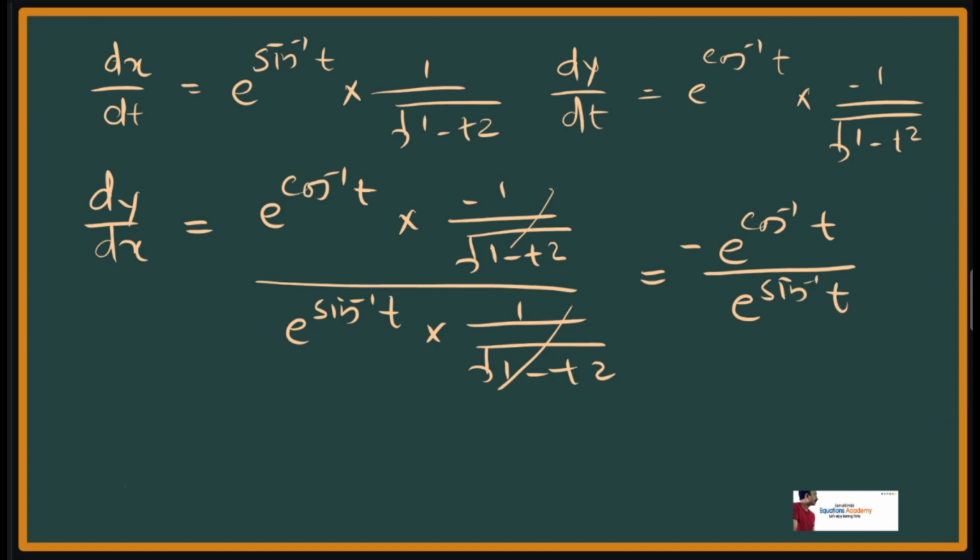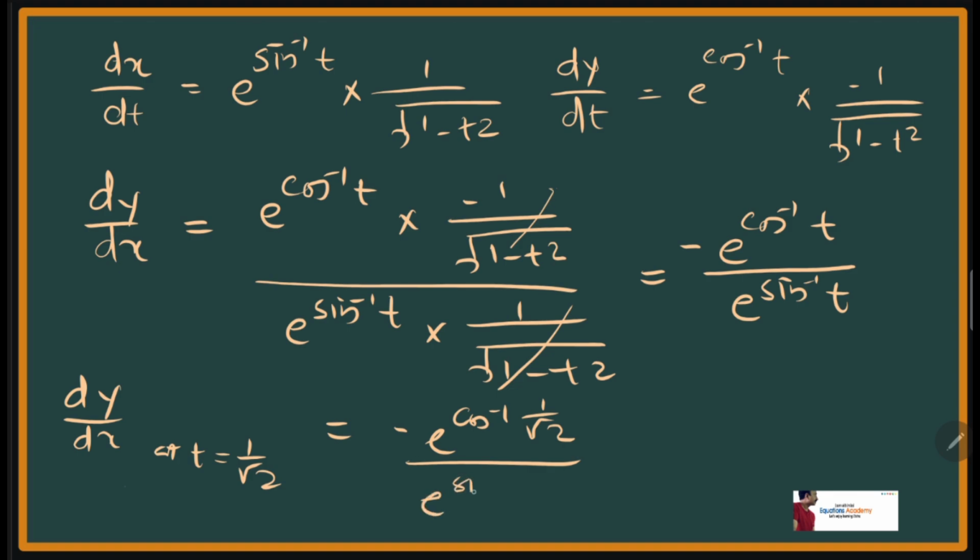Now we will find dy by dx at t equal to 1 by root 2. dy by dx at t equal to 1 by root 2 is equal to minus e raised to cos inverse 1 by root 2 divided by e raised to sin inverse 1 by root 2. This is equal to minus e raised to, we know cos pi by 4, cos 45 is 1 by root 2, so cos inverse 1 by root 2 is equal to pi by 4.